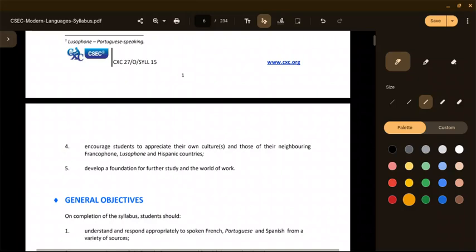What are they trying to tell you here? It's really odd, but this does happen when you study other cultures. They're hoping that you begin to appreciate your own individual cultures, whichever country you are located in the Caribbean region, that you gain a greater appreciation for your own culture, and that at the same time you also appreciate these Francophone, Lusophone, Hispanic cultures. Francophone would be French, Lusophone, Portuguese, Hispanic would be Spanish, right?